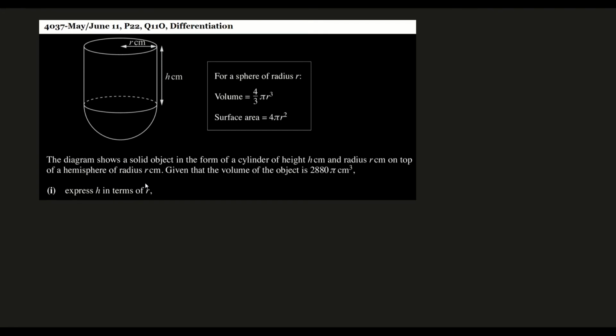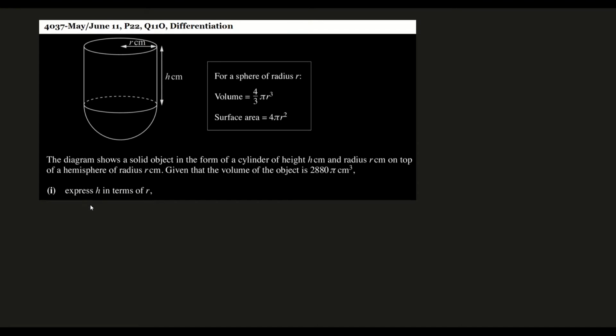We are solving a question from the topic of differentiation. The diagram shows a solid object in the form of a cylinder of height h centimeters and radius r centimeters, with a hemisphere of radius r centimeters on top. Given that the volume of the object is 2880π centimeter cube, part 1 is to express h in terms of r.